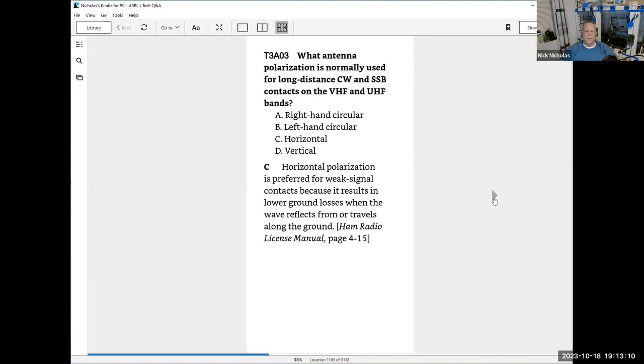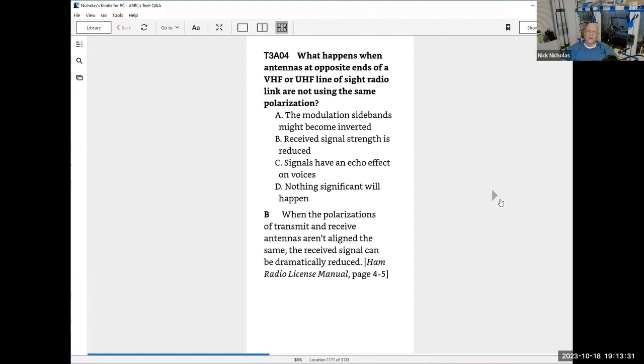Horizontal polarization is preferred for weak signal contact because it results in lower ground losses when the wave travels along the ground because of its angle to the ground. I am adding that so you understand.